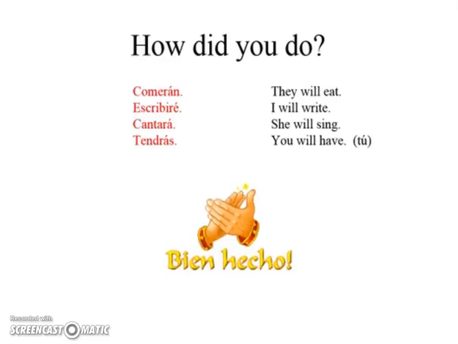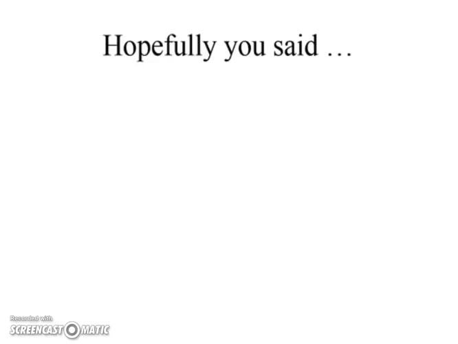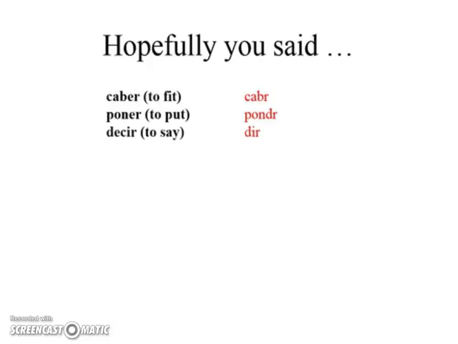Let's do another slide of practice. Let's see how many irregular stems you can remember, try not looking at your notes. Pause the video and see what you can do there. Okay, so hopefully you said caber. Caber is one where we get rid of the E, so that would be cabr. And poner, we get rid of the E, pondr. Decir, we get rid of the EC, so that'd be dir. Haber, again we get rid of the E, so habr. Salir, we change the I to a D, saldr.